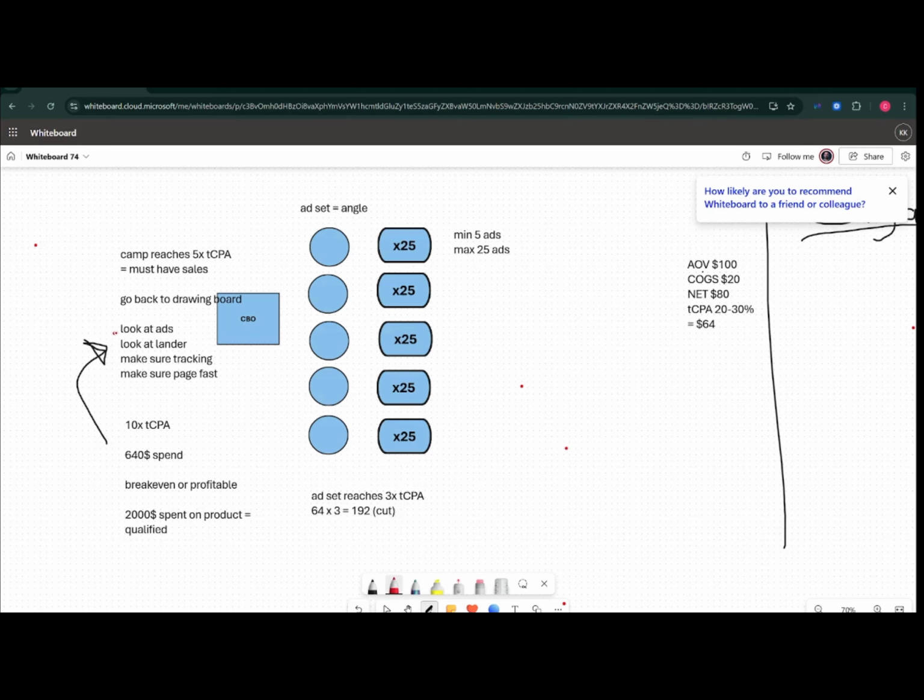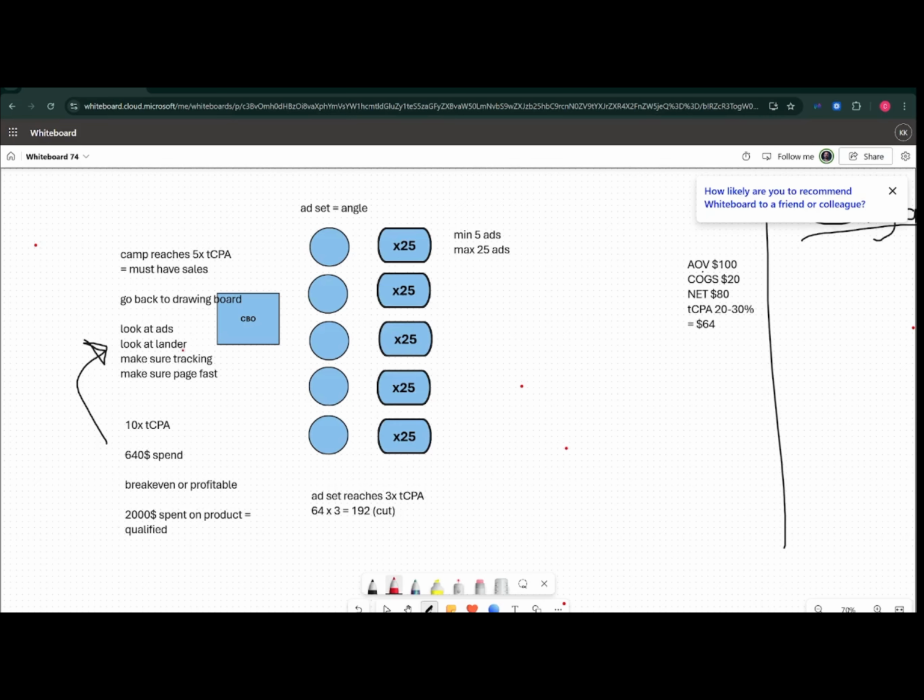You can look at things like ads, you can look at things like the lander, make sure tracking's working, make sure page speed is fast. Go back and check all of these other variables so you can ensure that the users are getting the best experience possible. And it could simply be that the particular product may not pan out, right? So sometimes it does take a few different tests among different products or different offers to get the right formula, right?